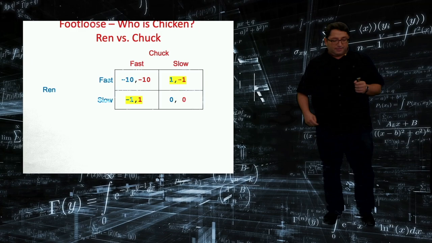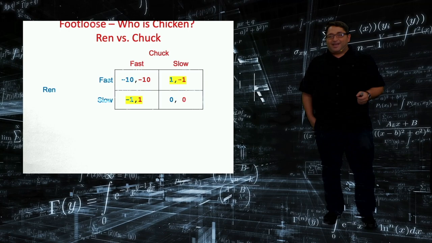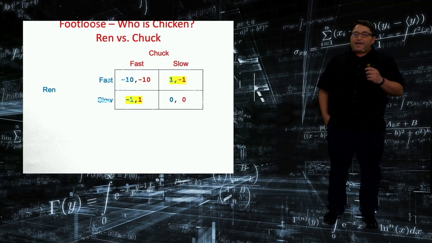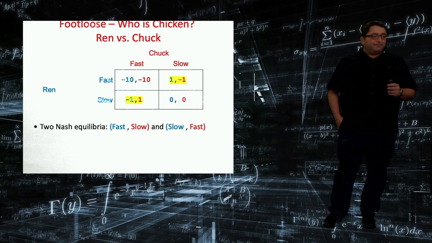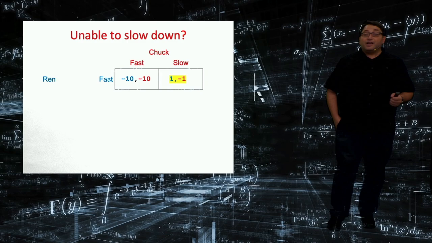And his opponent Chuck realizes that Ren is panicked, he cannot slow down, and then he swerves, because he doesn't want to hit Ren, and accordingly Ren wins the game of chicken. So what happened here is Ren accidentally changed the game. He was unable to slow down, so he somehow removed one of the strategies, which is going slow, and in the reduced game now we have a dominant strategy. Chuck will go slow if he knows that Ren cannot go slow.